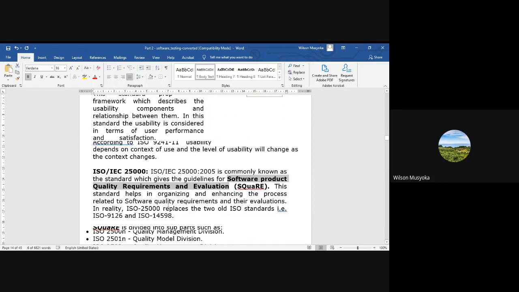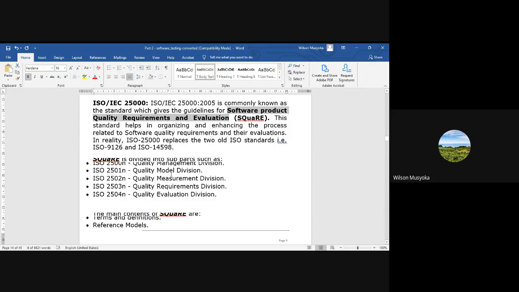Now, these standards help in organizing and enhancing the process related to the quality requirements. Like we have said, testing will normally start from requirements evaluation, or once the user has given their requirements, they will be evaluated to ensure that they are the correct requirements. Because one thing you need to note is that a user will give the business requirements. It is the work of a software engineer, it is the work of a system analyst to translate these business requirements into system specifications, which are now the quality requirements.